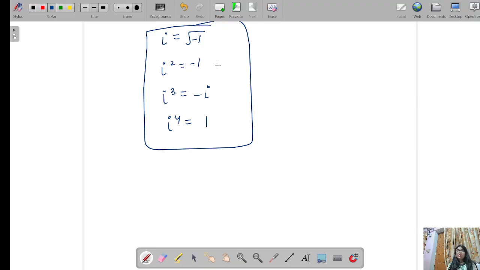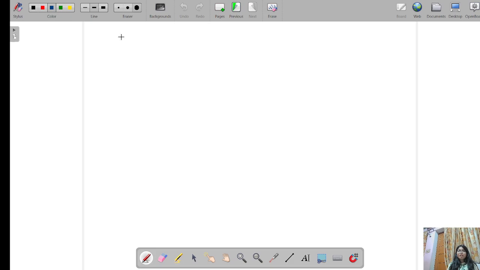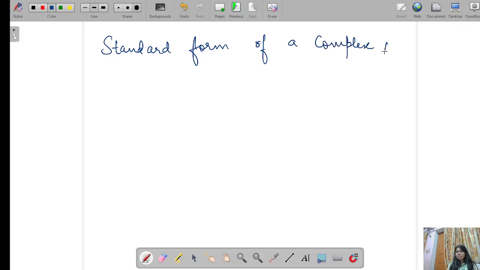Now, how to represent a complex number? The standard form of a complex number is z is equal to a plus iota b.